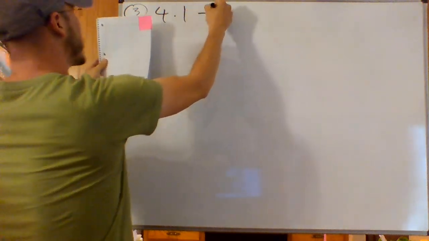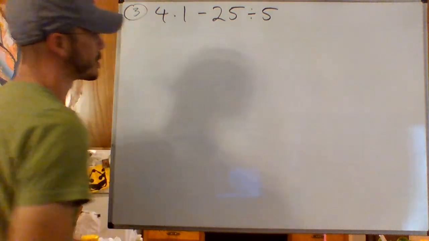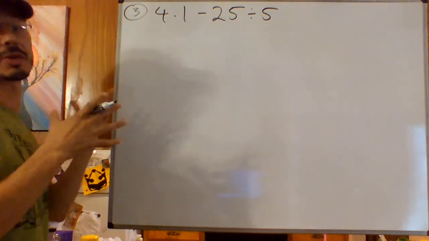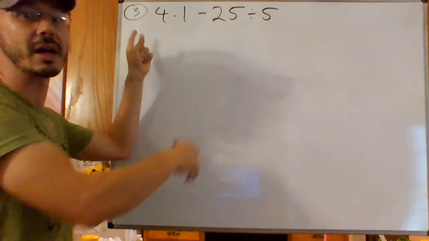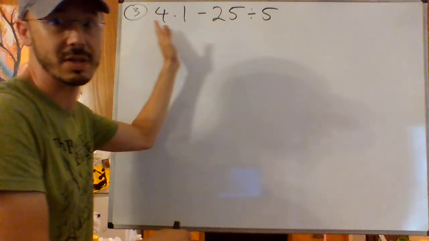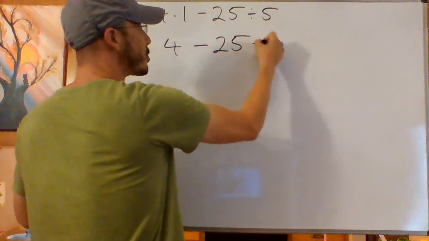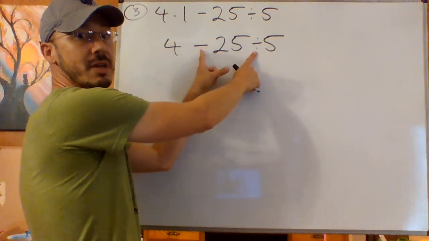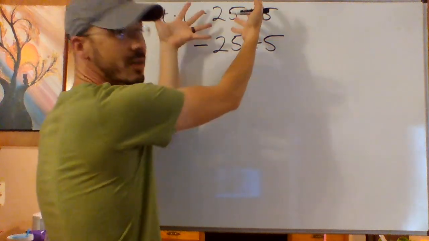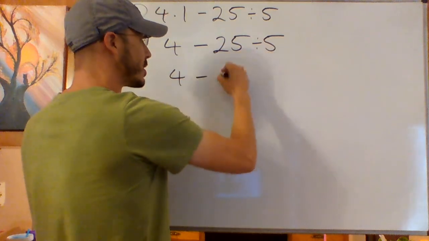For number 3, I've got 4 times 1 minus 25 divided by 5. And I'm going to do this one step at a time. There's no parentheses or exponents, but multiplying and dividing left to right, I come to the multiplication first as I go left to right. So it's 4 minus 25 divided by 5. But this division is going to happen before the subtraction. I could do this division in the first step, but 25 divided by 5 is 5.